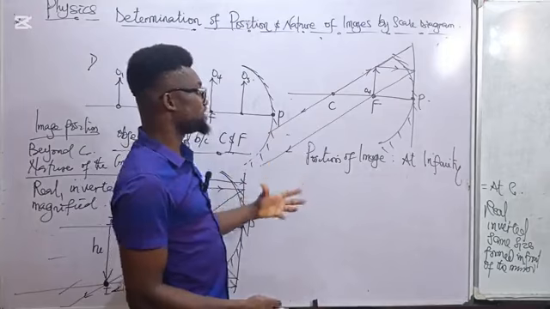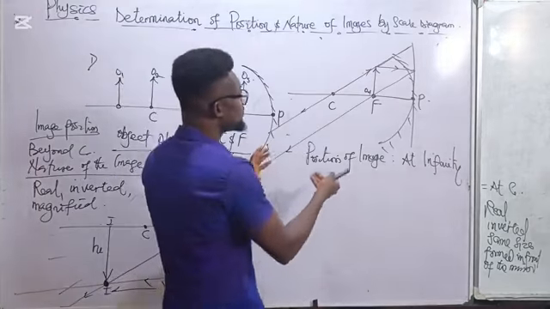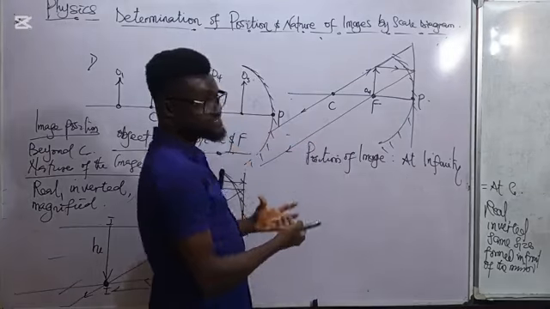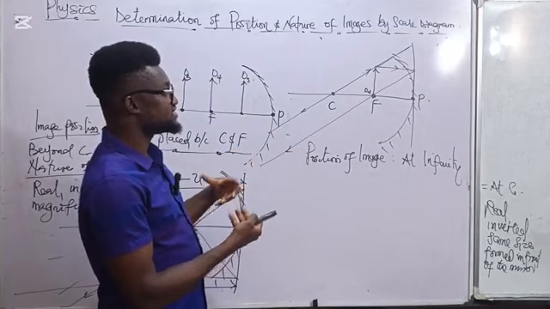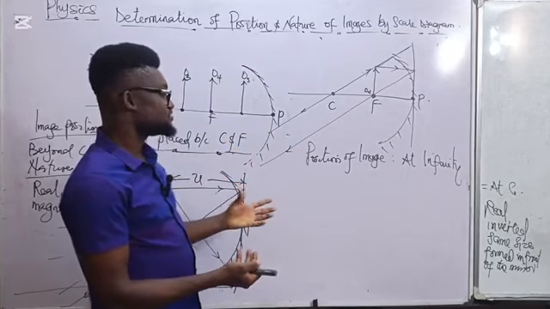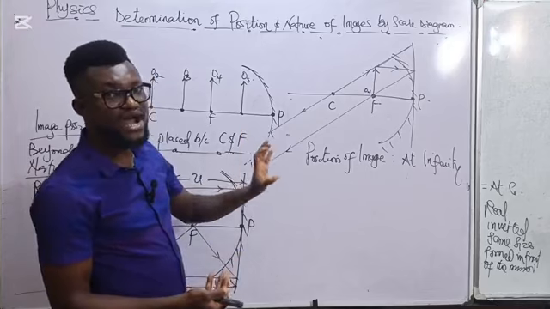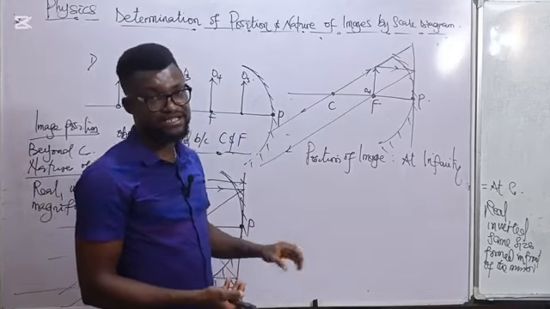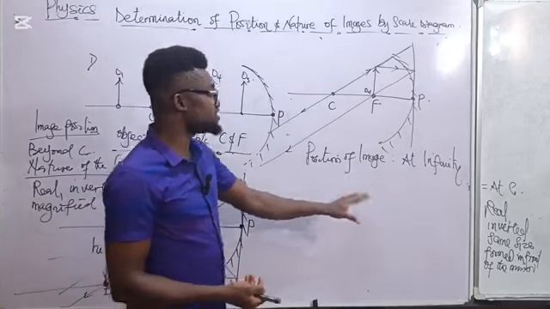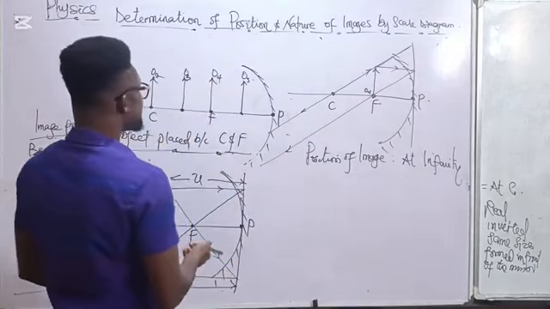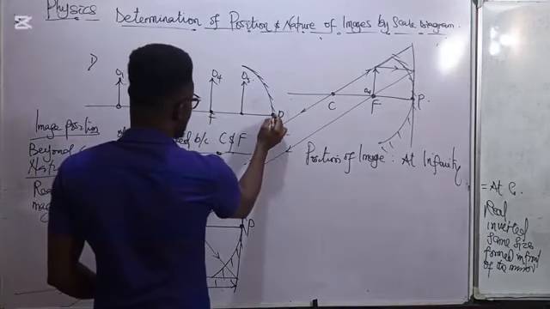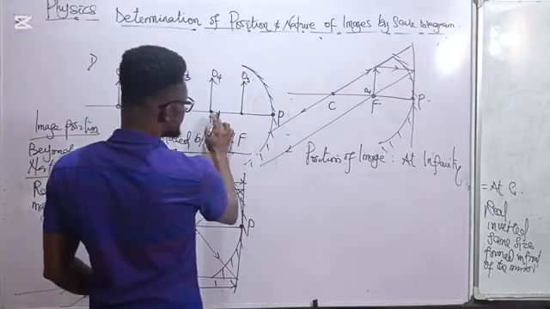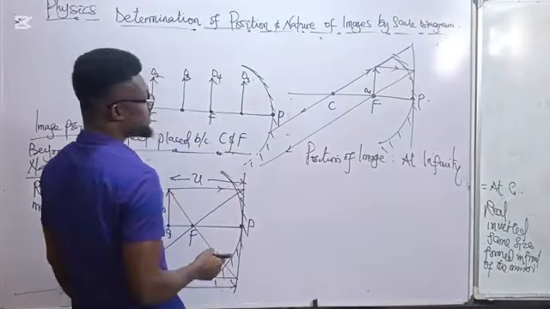Then the nature, with the very idea, you can also say it is real, magnified, inverted. But that very one is not determined here, okay? So the position of the image is at infinity. And then lastly, when an object is placed between F and the P, which is this very case now.